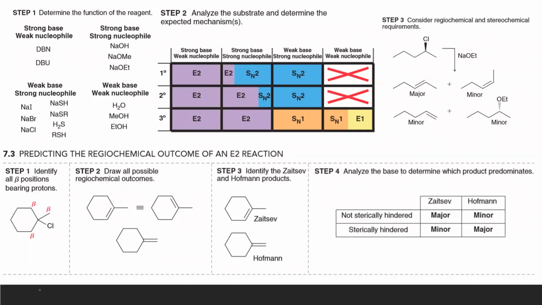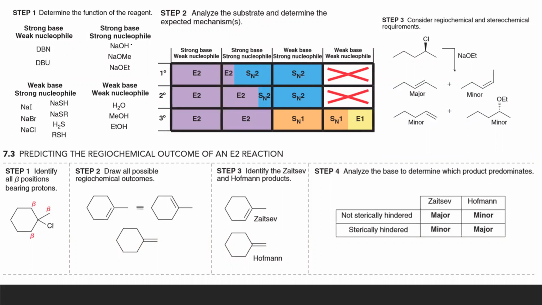Well, the book kind of goes over a very systematic approach to doing this. First, what you want to do is analyze your substrate and classify it as primary, secondary, or tertiary. And then you want to look at your reagent. And the chart over here shows you some of the common reagents, and it allows you to see whether they're strong bases and weak nucleophiles. In the case of DBN and DBU, these are very bulky bases, so they can't function as nucleophiles, but they are excellent bases when you're trying to do elimination type reactions.